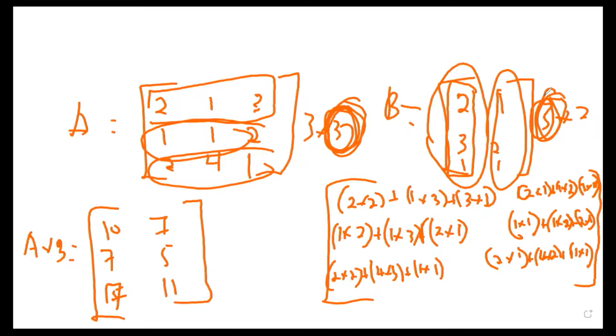Sir, please, is a 2 by 3 matrix, the B. The B, this is row 1, row 2, row 3. Oh, okay. And this is column 1. People, you are confused.